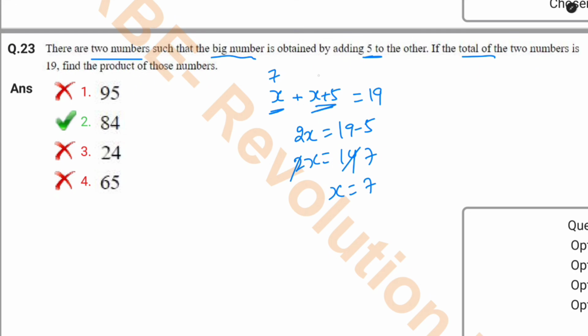Larger number is x plus 5. That means 7 plus 5, 12. Product of these two numbers. So 7 into 12, 84.